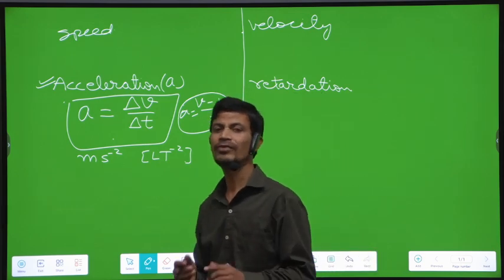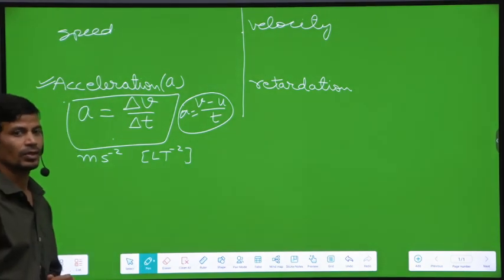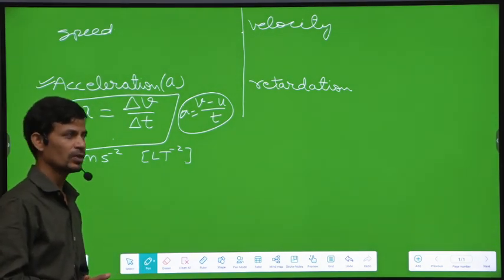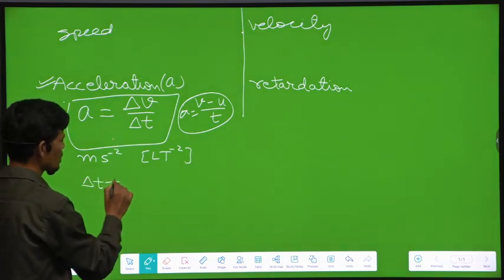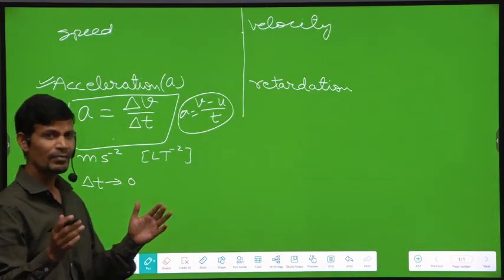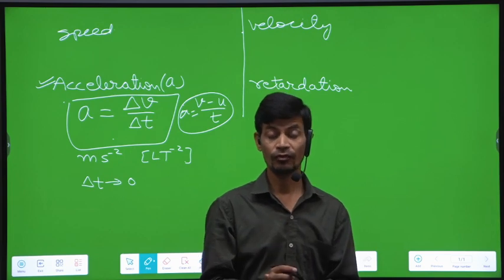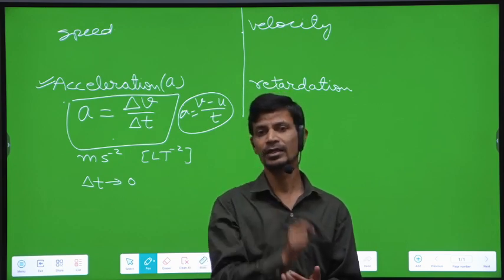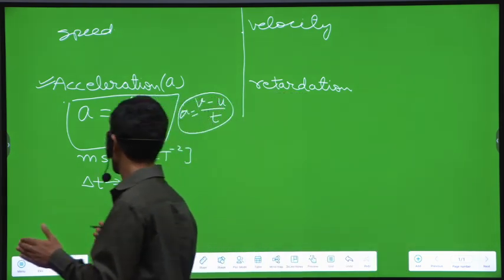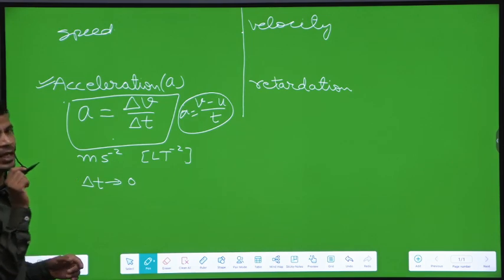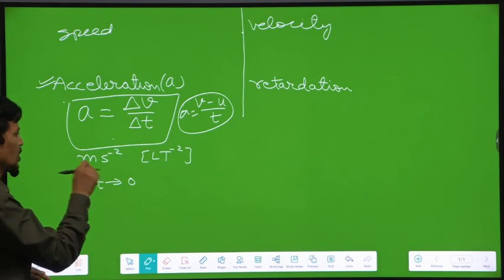As I introduced in my previous video a new kind of mathematics called calculus, and in calculus there was differentiation. So if delta T is tending towards 0, I mean for a particular moment, if we want to find acceleration at a particular moment, then we have to reduce this delta t to very small values so that we can measure acceleration at that particular point.